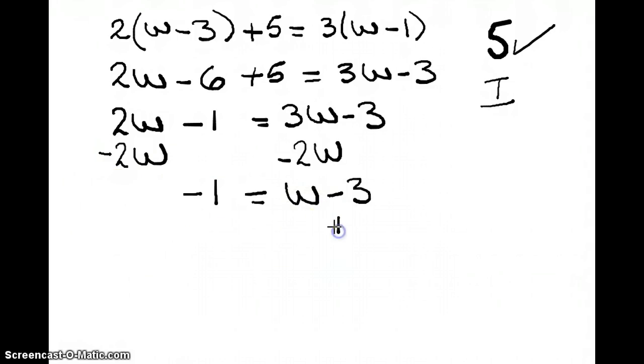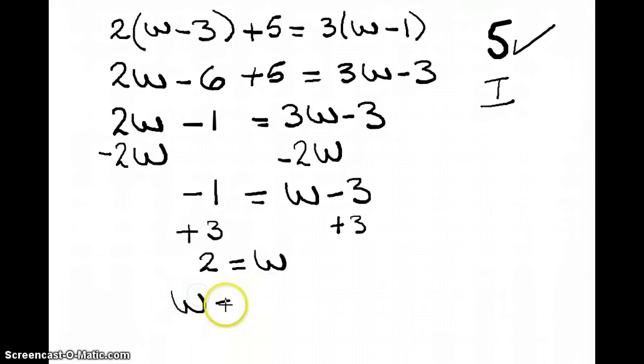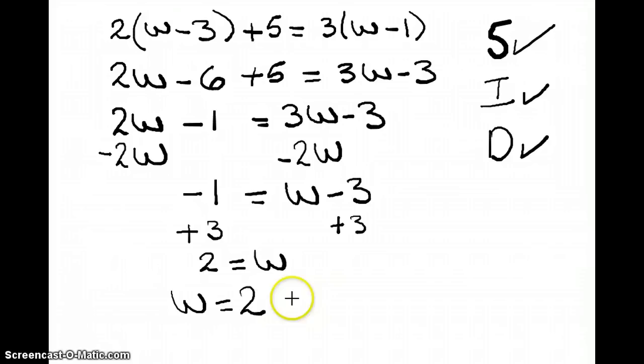So from here, we just add 3 to both sides, and we have 2 equals w. Now it's not required, but if you'd like to change that to w equals 2, that's also quite acceptable. In other words, 2 equals w and w equals 2 is exactly the same thing. We didn't even need to divide here. W was just a coefficient of 1.